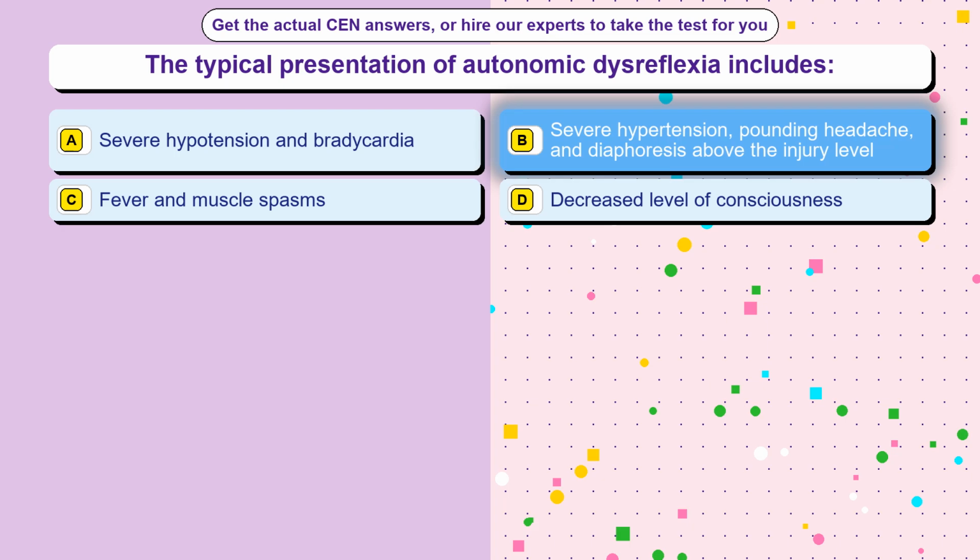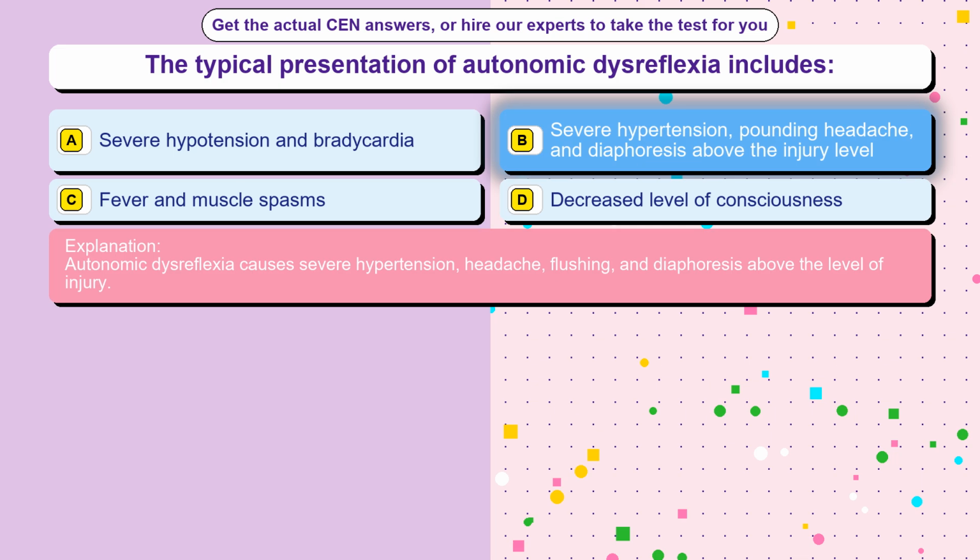The correct answer is option B, severe hypertension, pounding headache, and diaphoresis above the injury level. Autonomic dysreflexia causes severe hypertension, headache, flushing, and diaphoresis above the level of injury.